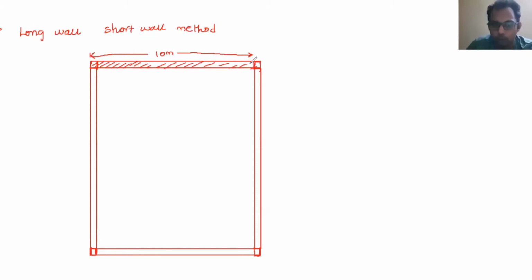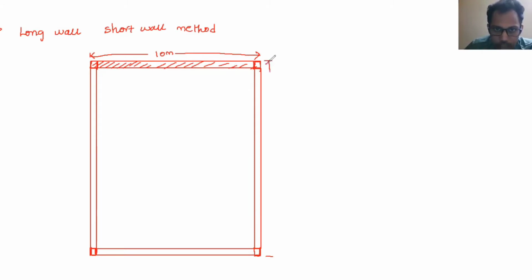During the long wall, short wall method, what I'm taking here is the total length, from here up to here. Let it be 10 meter. And this total length from here to here, let it be 20 meter.